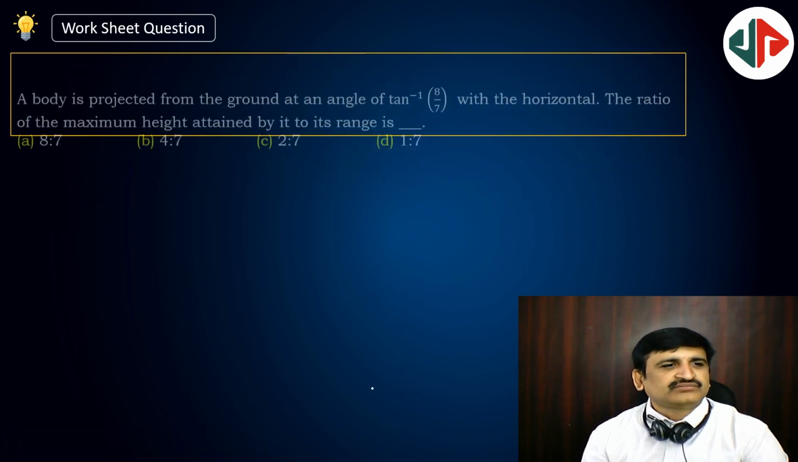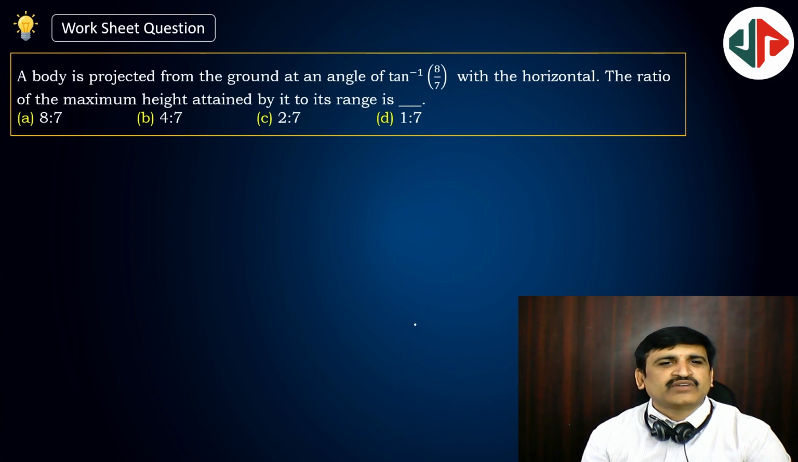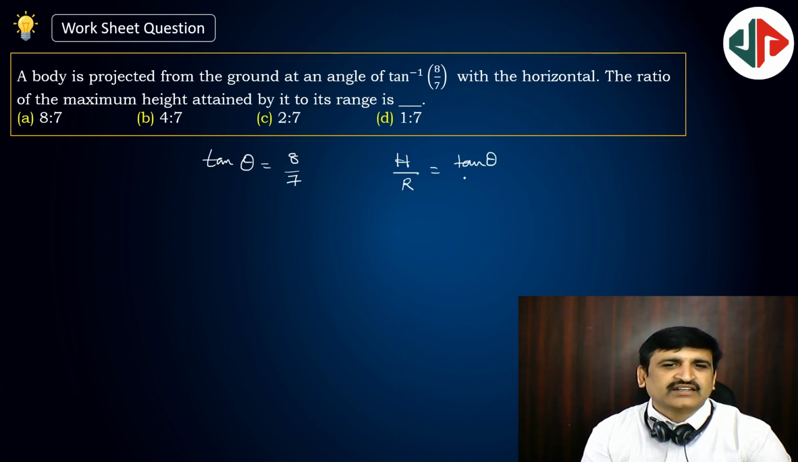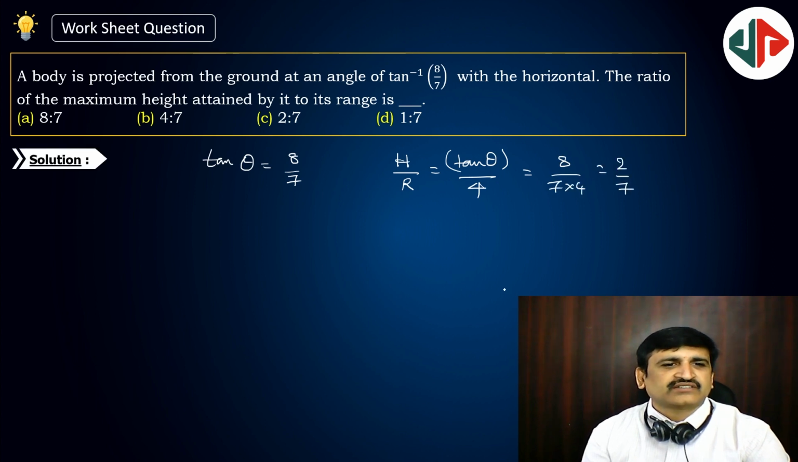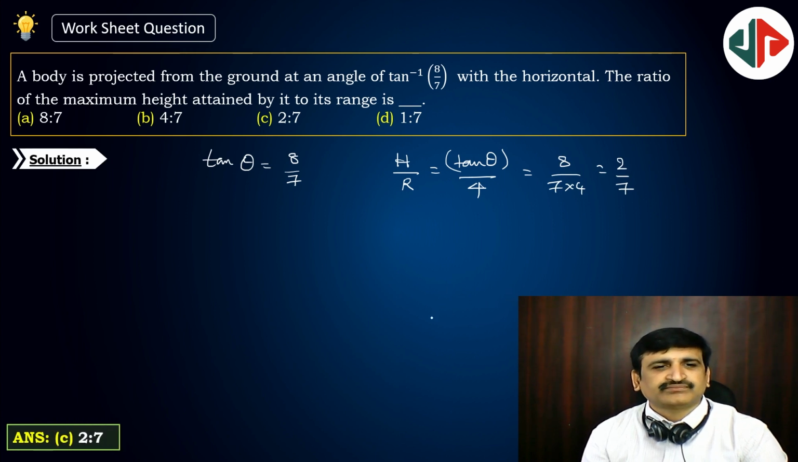Next. A body is projected from the ground at an angle theta, I can write like this, tan theta equal to 8 by 7. The ratio of maximum height attained to the range, H by R equal to tan theta by 4, right? So what is tan theta? Tan theta value is already given, 8 by 7 into 4. It will be 2 by 7 then. 2 is to 7. Option C. Next we have this as the formula: H by R equal to tan theta by 4.